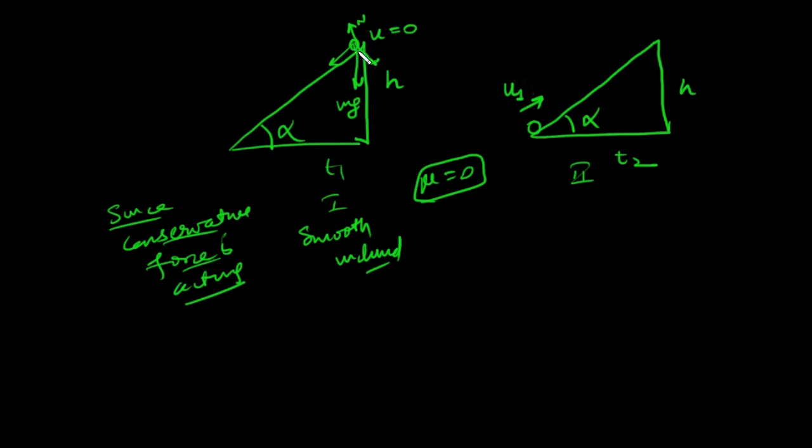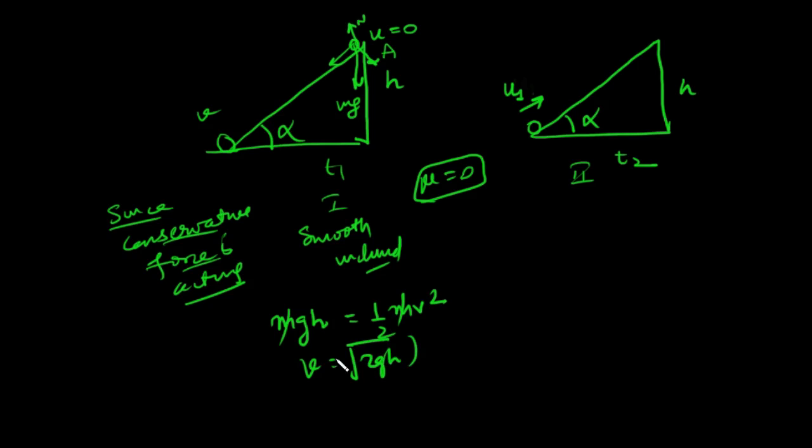What is the total energy at this point A? Since velocity is 0, kinetic energy here is 0, only energy is potential energy. What is the final energy here? Final energy would be, let us say this is V. So this would be half mv square plus potential is 0 because height is 0 over here. So m gets cancelled, V is root 2gh. Okay. Velocity here is root 2gh in this case.